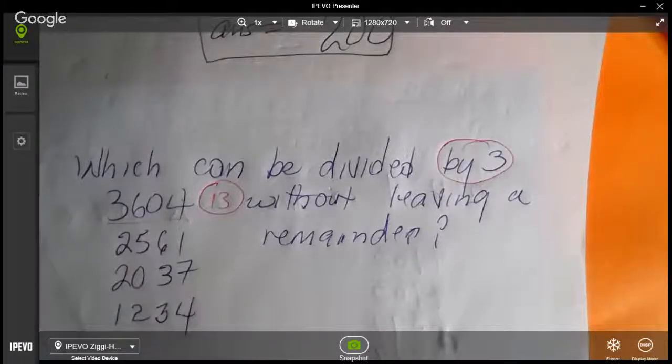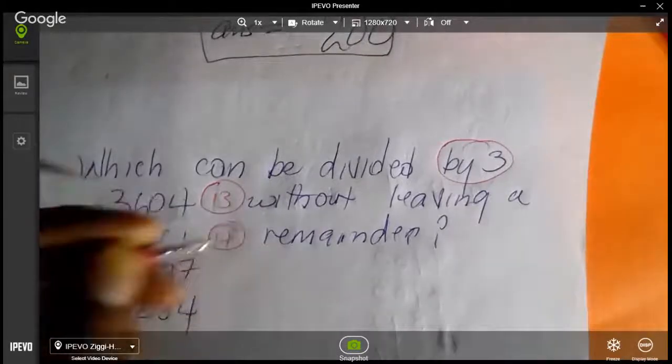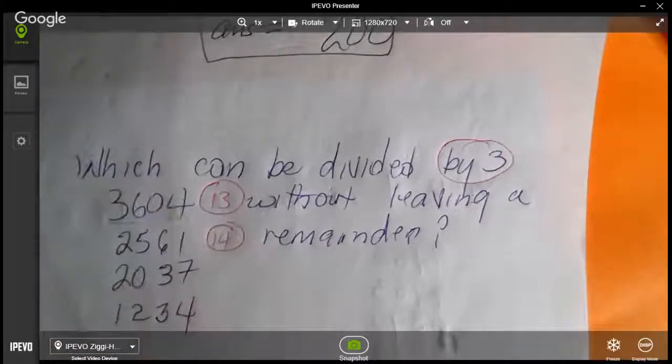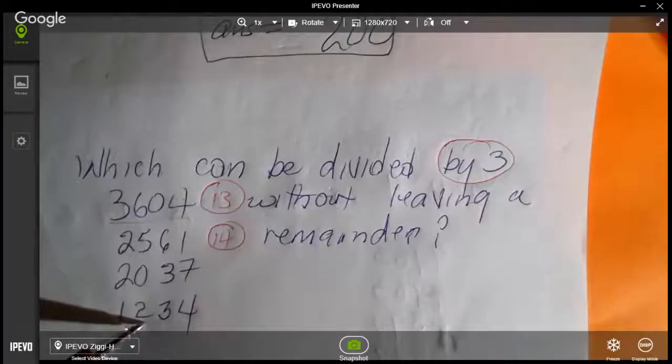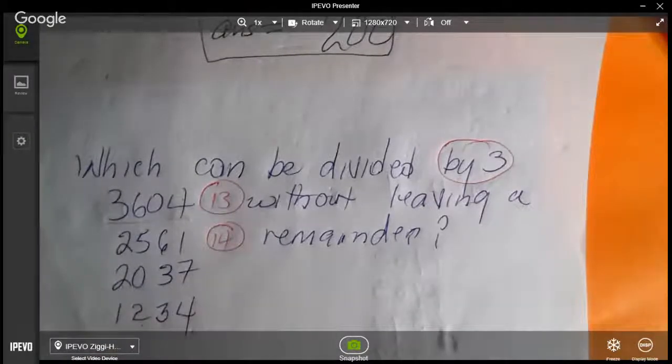14, sir. Okay, so is 14 a multiple of 3? No, sir. Okay, or divisible by 3. What about 1, 2, 3, and 4? 10, sir. 10. Okay.